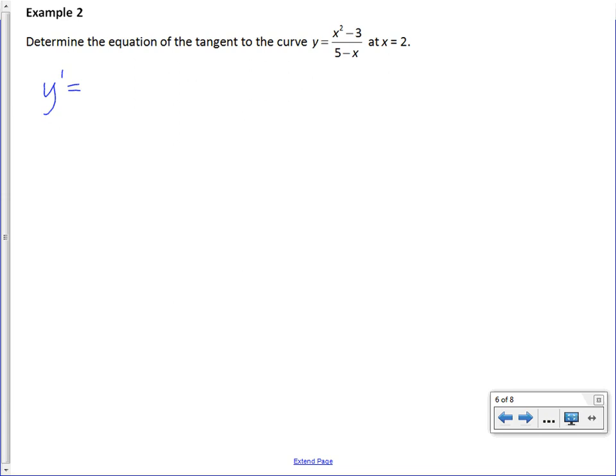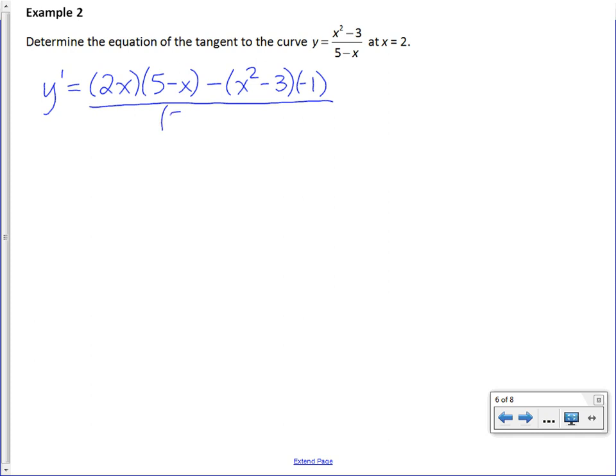So, derivative of (x squared minus 3) all over (5 minus x). Derivative of the top. Derivative of x squared minus 3 is 2x. Times the bottom, I copy the bottom. Minus the top, I copy the top. Times derivative of bottom. You've got to be careful about these ones. Derivative of 5 minus x is negative 1, all over bottom, (5 minus x) squared.